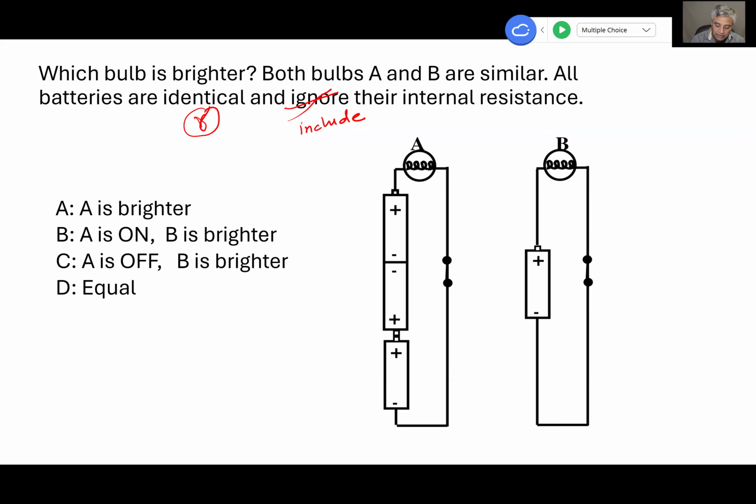Okay, so now what happens here is the EMF, let's say, is that. So they're going to be still the same. So EMF is still that, but internal resistance here is R, but over here, internal resistance is going to be 3 times R. Okay, internal resistance, they don't cancel. So internal resistance is higher here, but same EMF means less current.